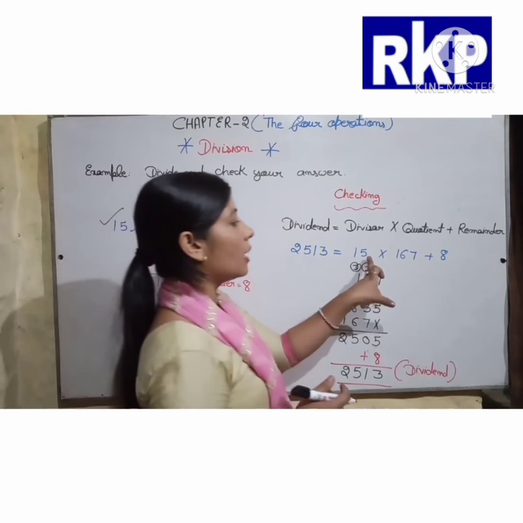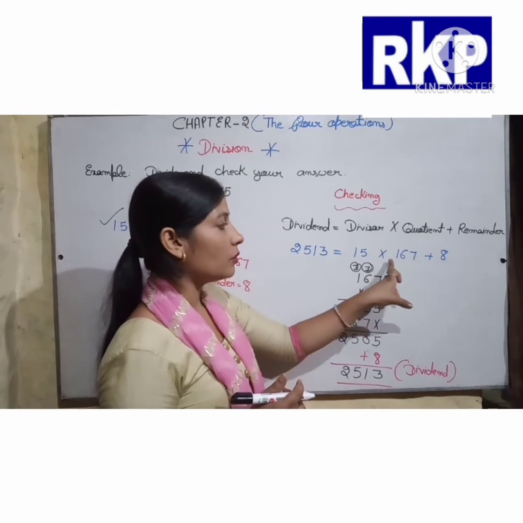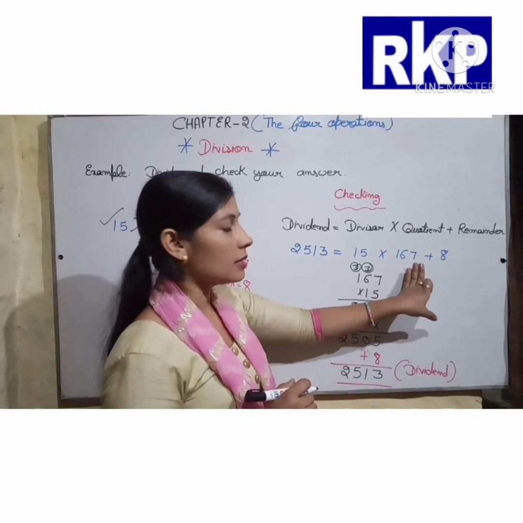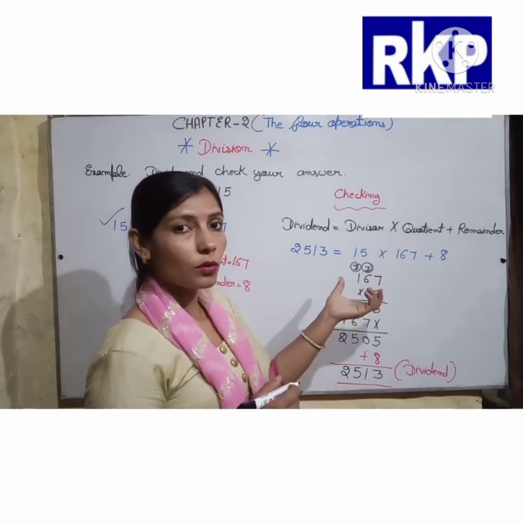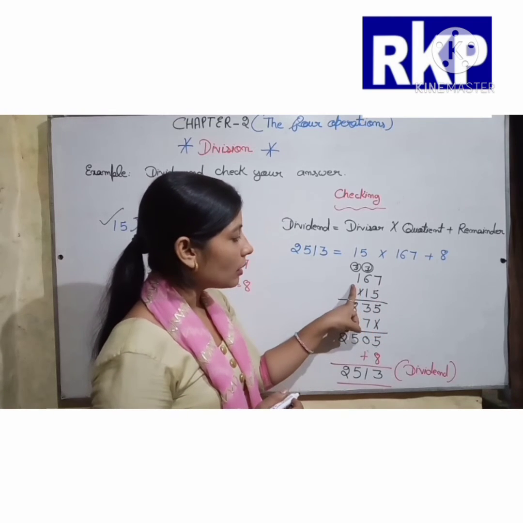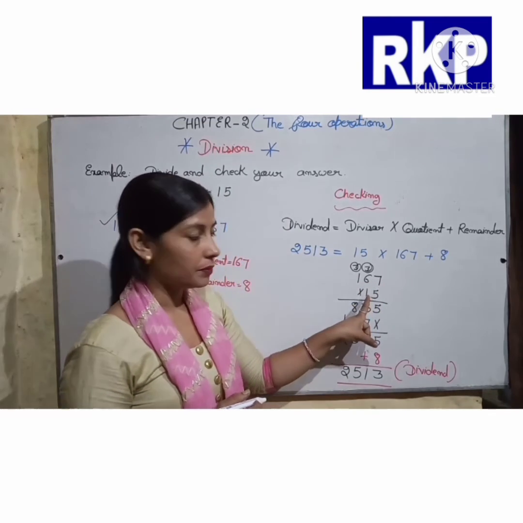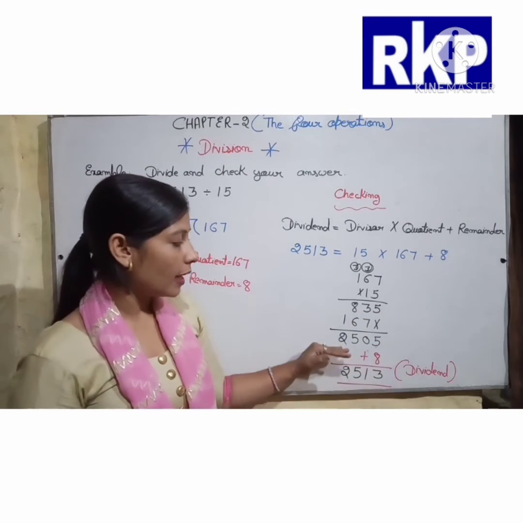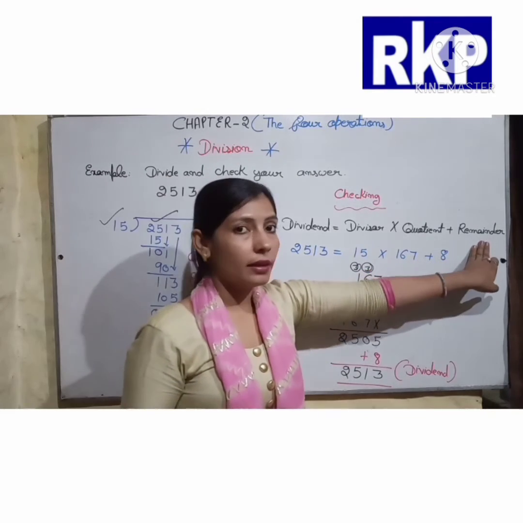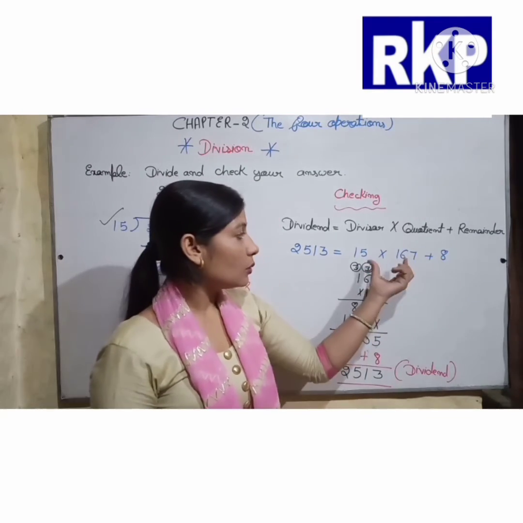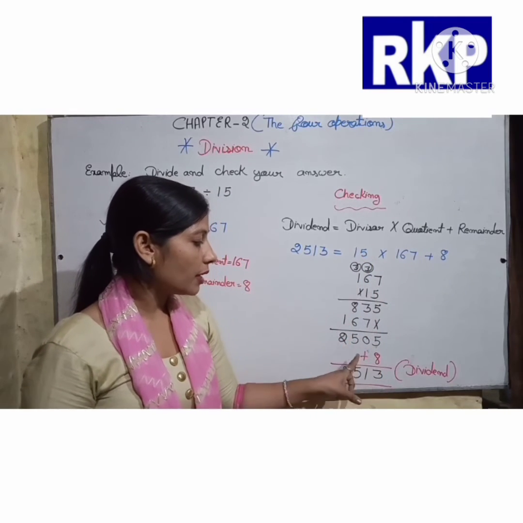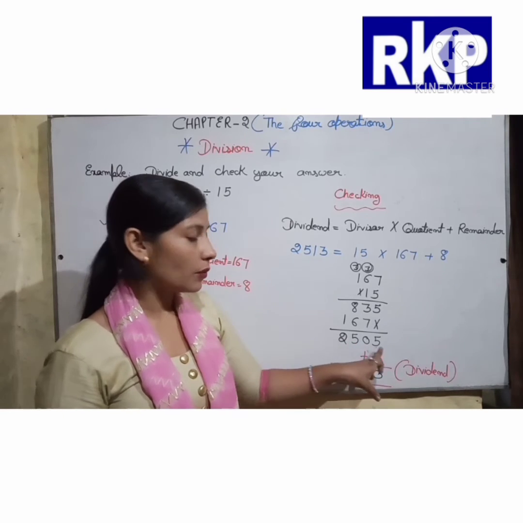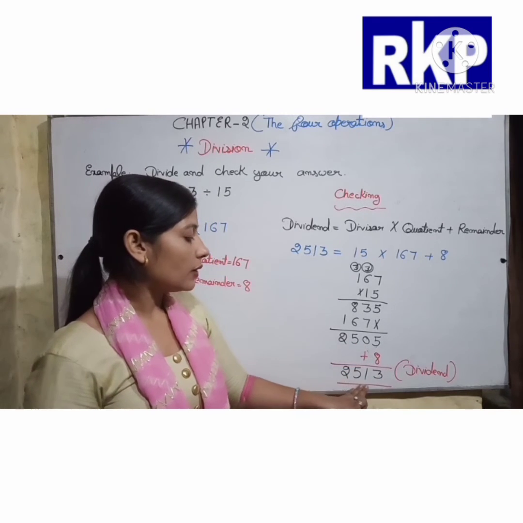So here now we have to multiply 15 with 167. Okay. And if we multiply 167 with 15, then also we will get the same answer. So when we multiply 167 with 15, then we get, here you can see 2505. Now beta, we have to add remainder. We have to add 8 to the product of these. So here we have to add 8. And when we add 8 to 2505, we get 2513.